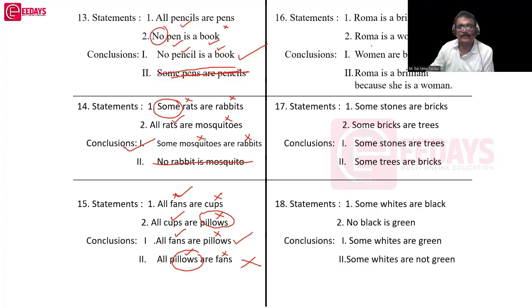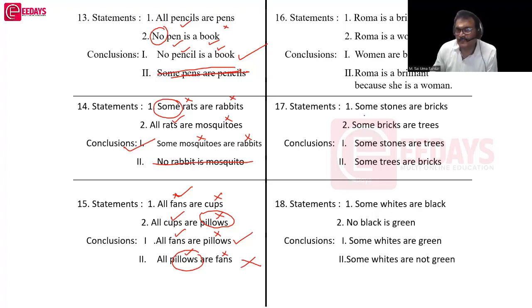Roma is brilliant. Roma is a woman. Women is brilliant. Here, both are particular. If both the statements are particular, then what happened? There is no mediate inference. Leave it. Go to the next one. No need to check. No need to draw a diagram.